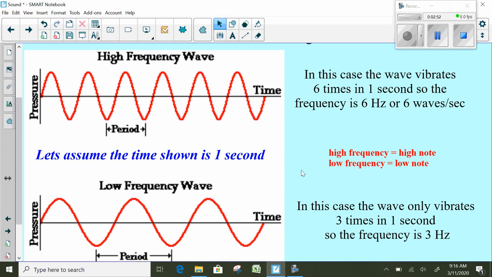Now, I apologize in advance. I'm going to sing again. So the high frequency might be something like oh, and the low frequency might be oh. And again, those were really bad. Now, you may recall, the other thing is that humans can't hear every frequency. I'll get to that in a second. So high frequency means high note or high pitch. Low frequency means low note or low pitch.